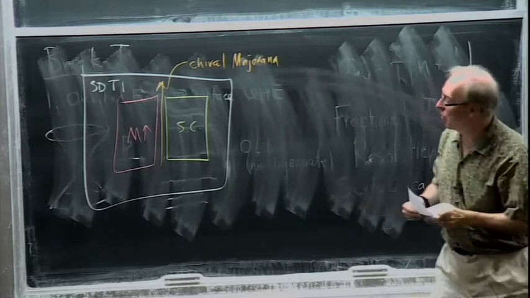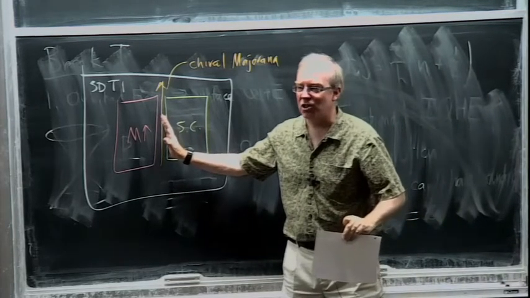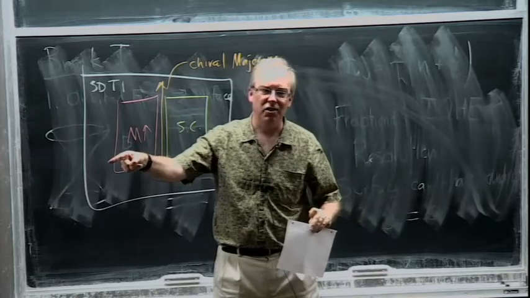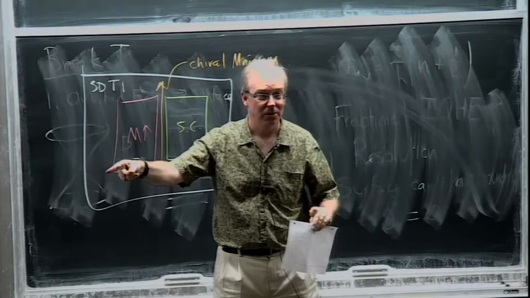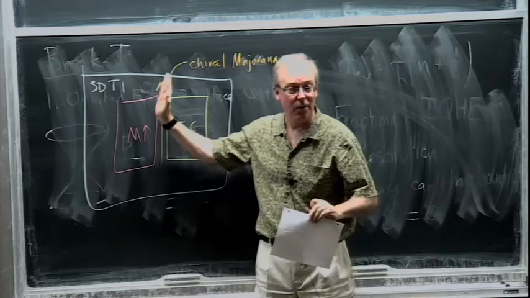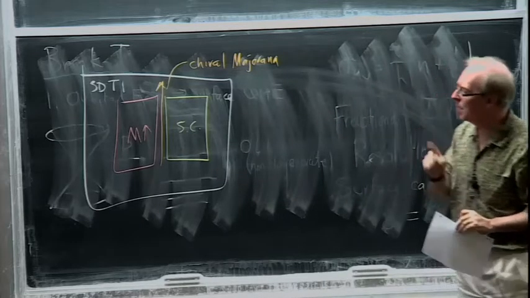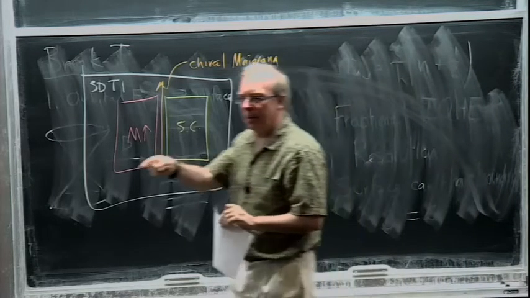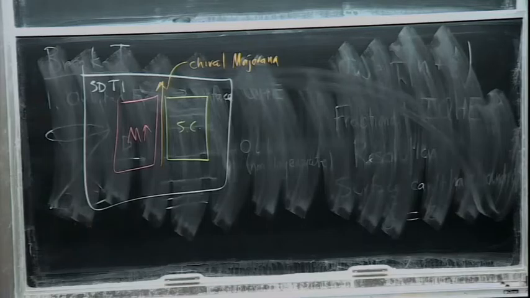Okay, and so this is actually just like the edge of Nick's p+ip superconductor, this chiral Majorana mode. It's kind of interesting to think about this because in the p+ip superconductor, your superconductor has to break time reversal symmetry. But your vacuum on the other side of the boundary doesn't break time reversal. It's just the regular vacuum. It's time reversal invariant.